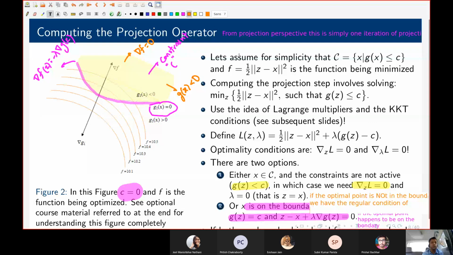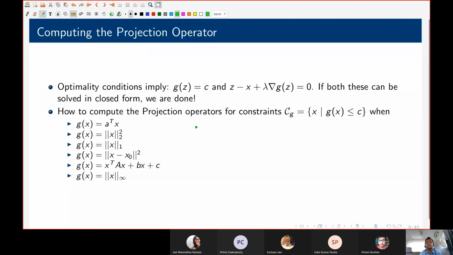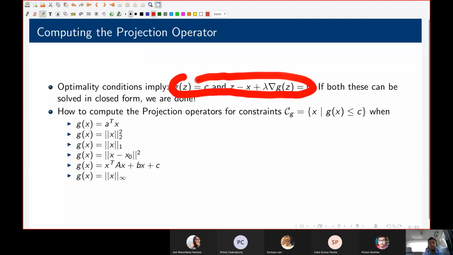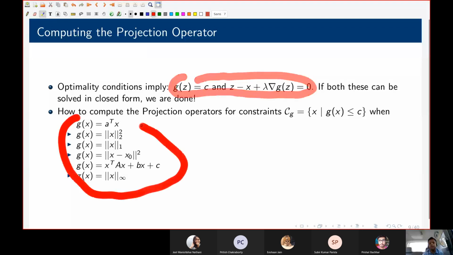Okay. So with that understanding, let's look at gz equals c and z minus x plus lambda gradient gz equals 0. Let's look at the boundary conditions, right? What would they mean in a couple of these cases? I'm not going to do it. I will probably leave it to you, but I'll request you to try this out for all these cases.